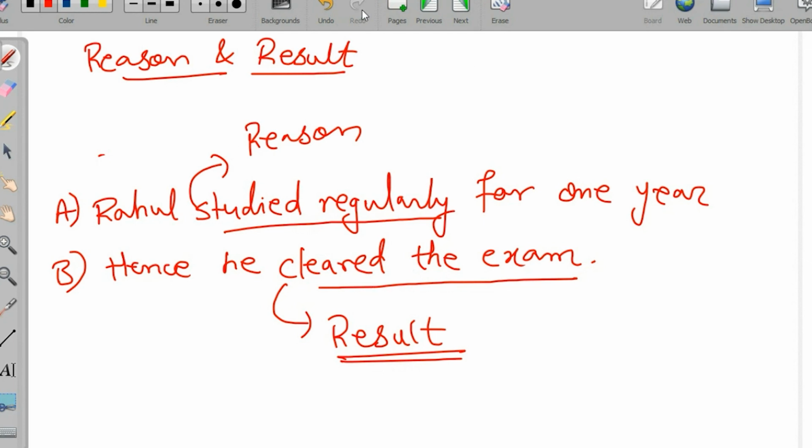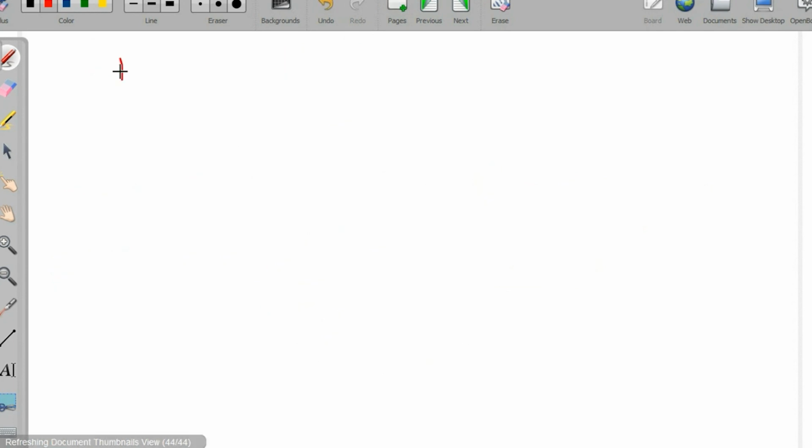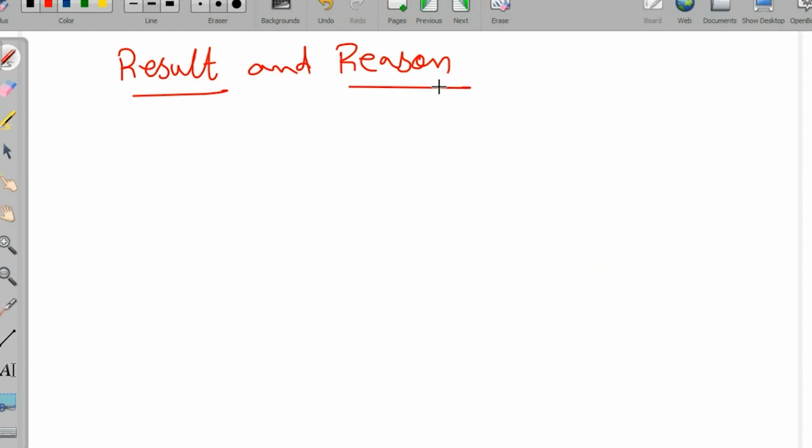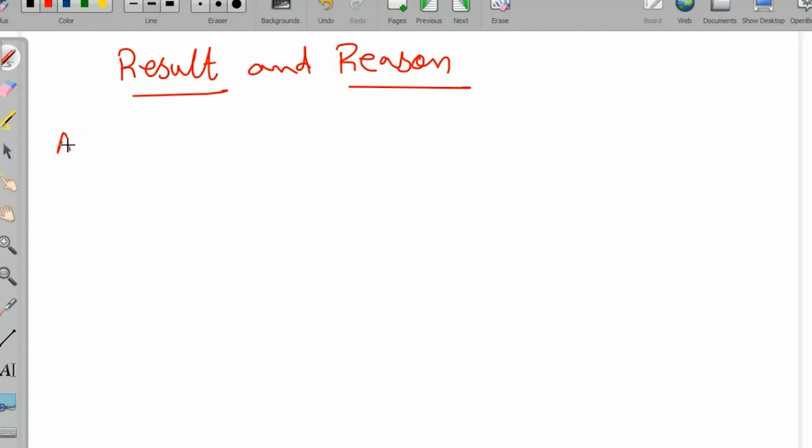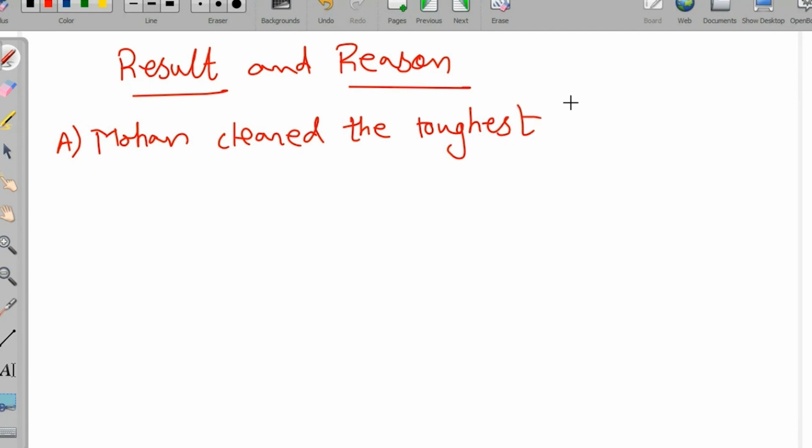इसका ही और एक type होता है, that is result and reason. ठीक है ना? Result and reason. अब इस type में क्या होगा? They will first tell you the result. Like let's say what was the example that we took, Rahul. Let's take some other example. Let's take Mohan. Mohan cleared the toughest exam in the country. Mohan cleared the toughest exam conducted in the country.